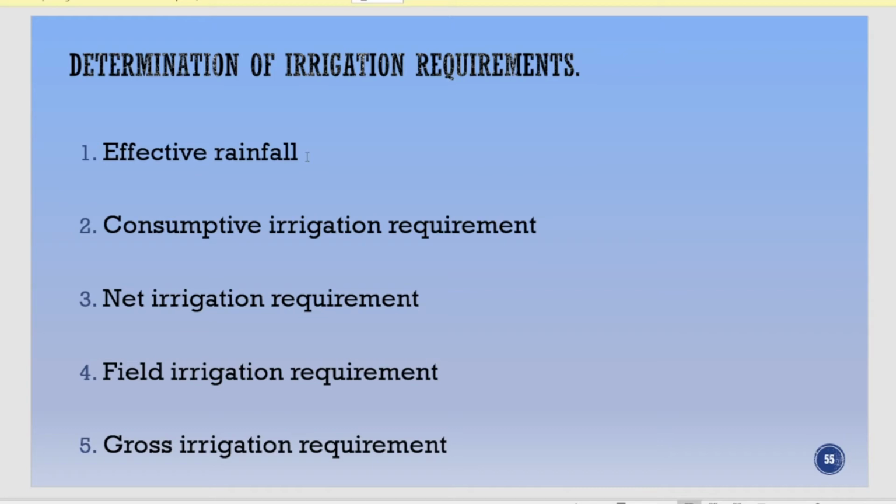Once we calculate the consumptive irrigation requirement, we'll go to the net irrigation requirement, which is basically the losses that happen in the field because of water application. We compensate for those losses and determine the net irrigation requirement. After that, we go for the field irrigation requirement, considering the losses that take place because of application of water. After that, we'll calculate the gross irrigation requirement, where we consider the losses that take place because of conveyance, right? So this is how we determine the irrigation requirement of water.